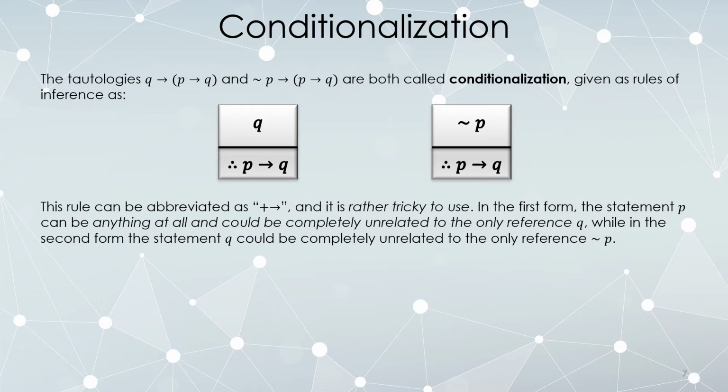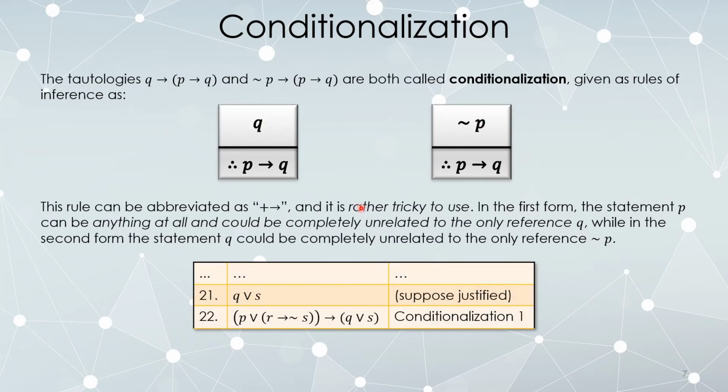Notice, in the first form, you have the statement Q, but P can be absolutely anything. So from this statement Q, you can introduce a conditional statement whose hypothesis is anything at all you want. The letter P, or through the use of substitution, any other statement here. Similarly, if you have not P, you can introduce the conditional statement P implies Q, where Q is any statement you want. They don't have to have anything to do with the one line you referenced.